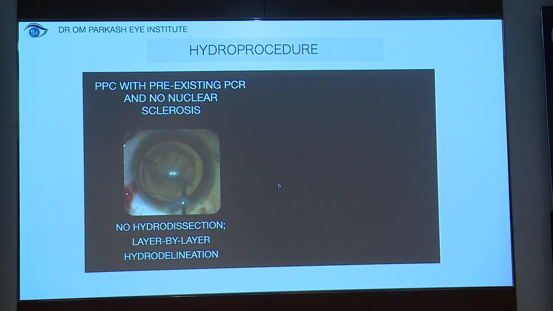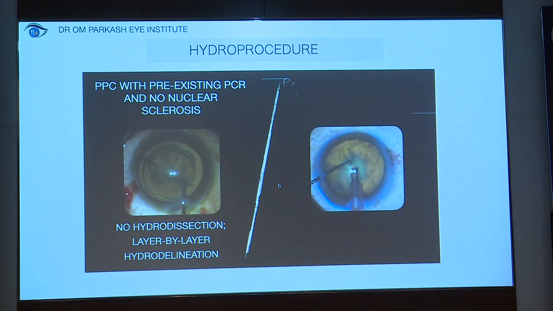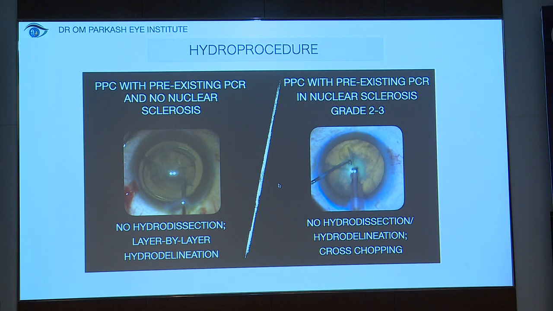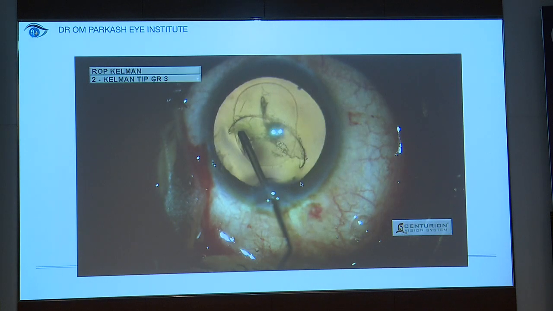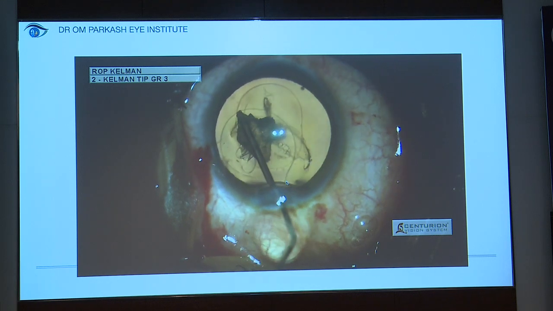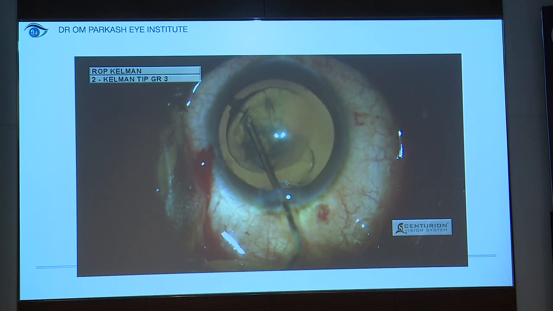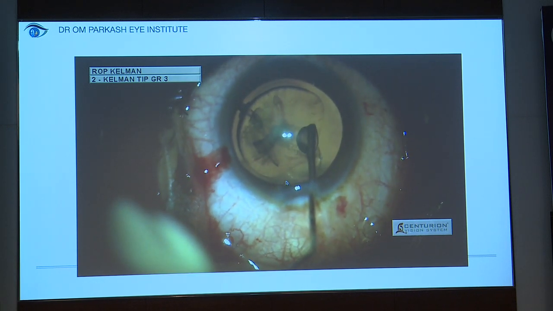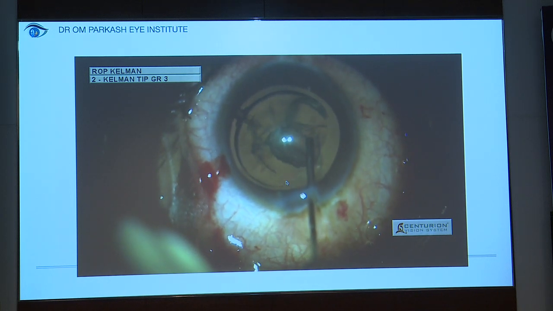So in PPC, as I've already told, no hydrodissection, layer by layer is done. And in patients wherein the nuclear sclerosis is there, you can do cross-chopping with no hydrodissection and hydrodelineation. Coming to the next one, let me explain how this case went on. Hydrodelineation was started. This hydrodelineation, you have to be careful. This has to be slow.